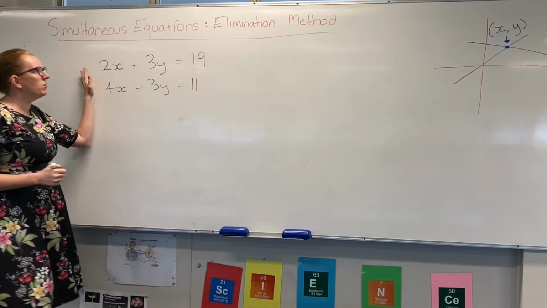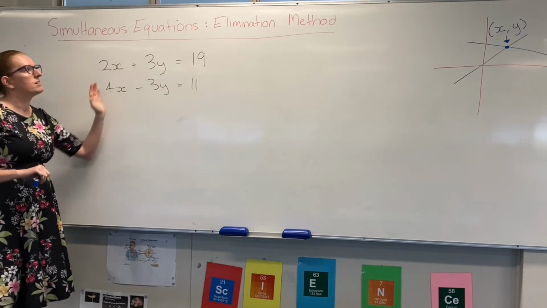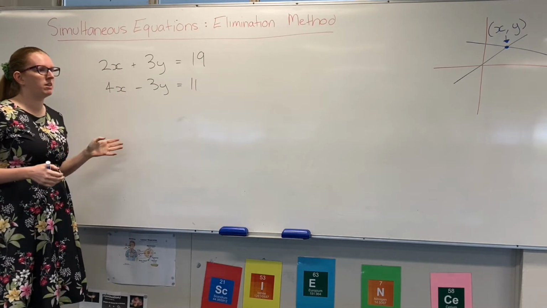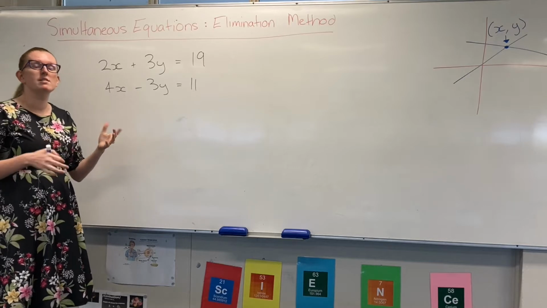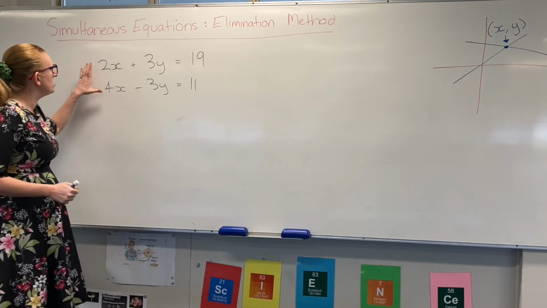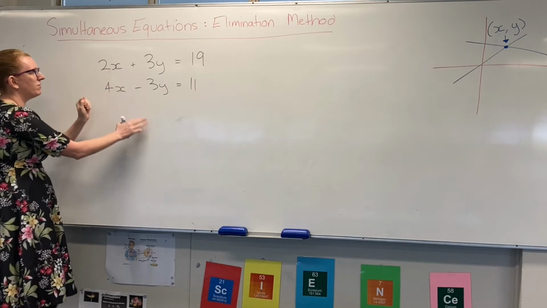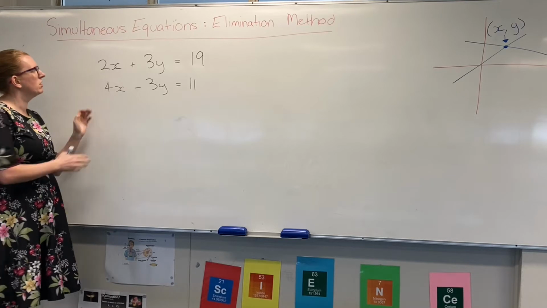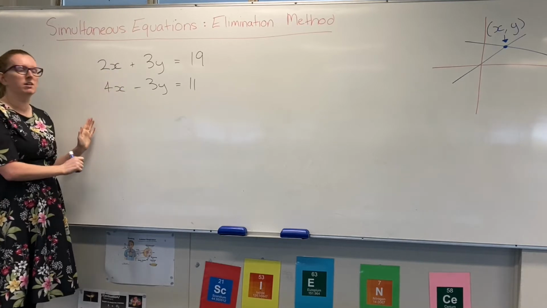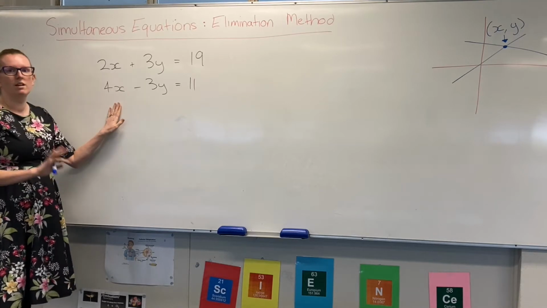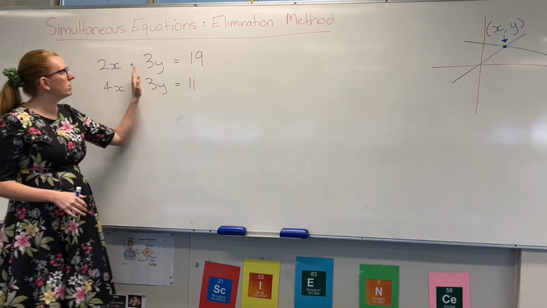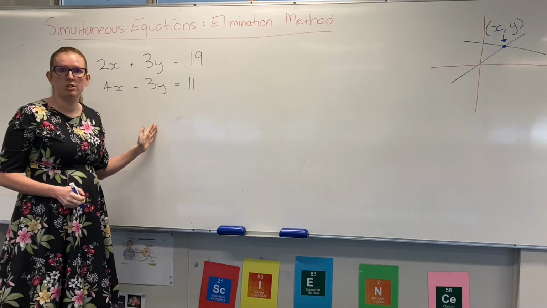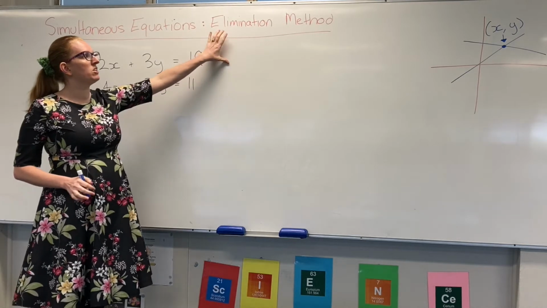So here are two equations, and I'm going to start by teaching you the elimination method. So the goal of the elimination method is to cancel something out. So I need to have a look at my x's and my y's, and in order to use the elimination method, one of them needs to be matching. So I've got 2x and 4x. They don't match. I can't do anything with that. But here I've got 3y and minus 3y. So they match. So I'm going to be able to use the elimination method.